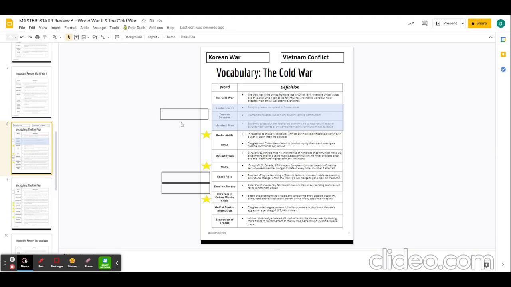And then I highlighted these next three terms: containment, the Truman Doctrine, and the Marshall Plan. So these three all are of the same idea. It's America's plan to contain communism. How are we going to contain communism? How are we going to keep it from spreading? That word containment is that key one. That's the force behind all of our foreign policy decisions during the Cold War. How are we going to contain it? How are we going to keep it from spreading and other countries becoming communist?